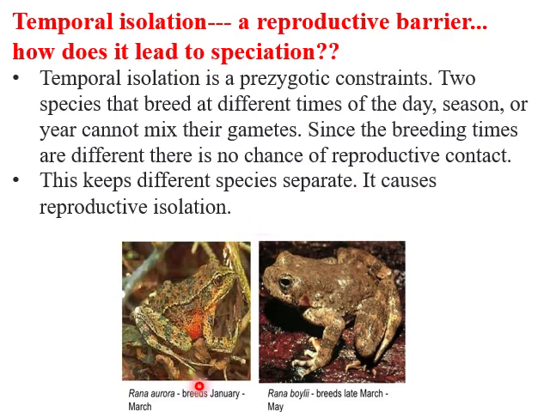Here again, you can observe different examples of frogs, in which number one is Rana aurora that breeds in January to March, and the other one is the species named Rana boylii that breeds in late March to May.